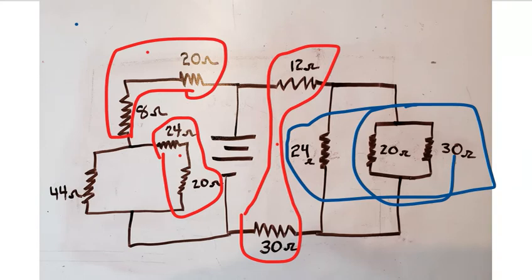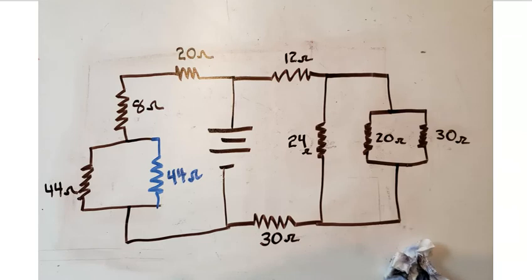So, which is the first one that I decided to do? I decided to deal with these. The 24 and the 20 are in series. They combine to be one resistor. That's 44. So that was the first one that I did. Again, I had other things I could have started with, but that's the first one I did.